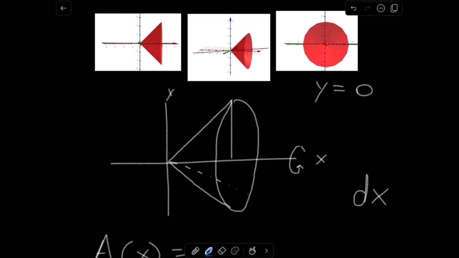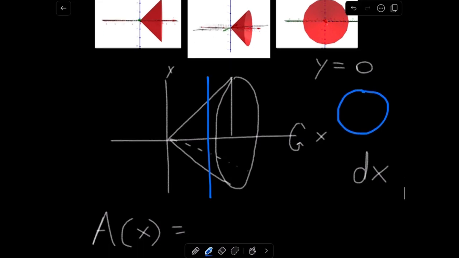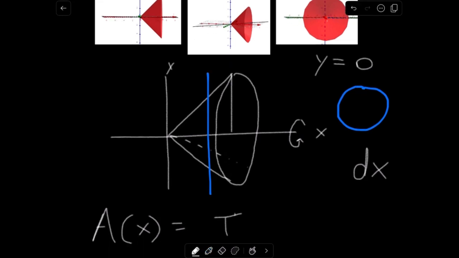So what we are going to do is take a slice of this cone and look at it from the side. And it is going to look like this. It's going to be in the shape of a circle. That's why it's called the disk or washer method. What is the area of a circle? Well, the area of a circle is pi r squared. Pi is a constant number, we don't have to worry about that. The only thing we need to worry about is r, because that's a variable, that's a radius.